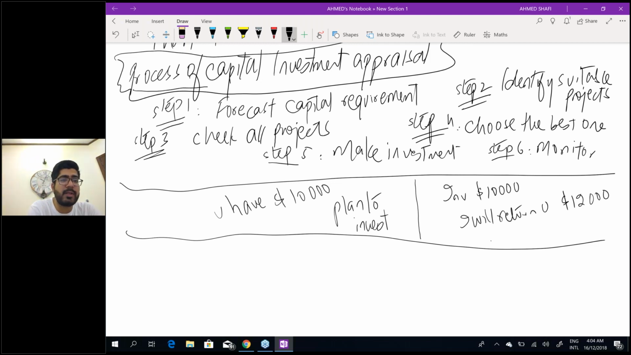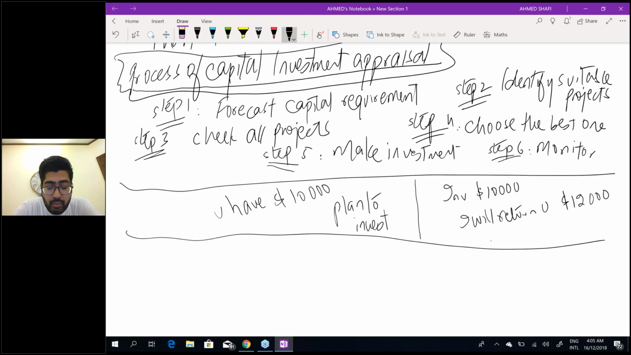Companies follow a complete process of appraisal, which is based on 6 stages. Companies work very formally to check whether an opportunity is good for them or not. The 6 stages in front of you are: number 1, forecast capital requirements; number 2, identify suitable projects; number 3, check all projects; number 4, choose the best one; number 5, make investment; number 6, monitor. These are the 6 stages of appraisal.